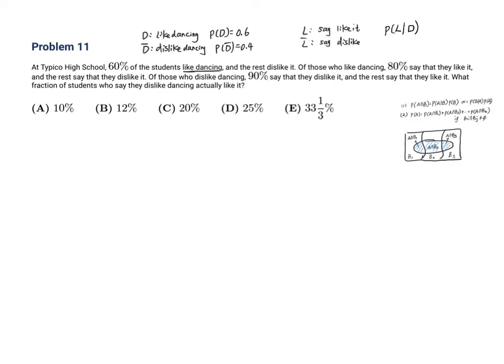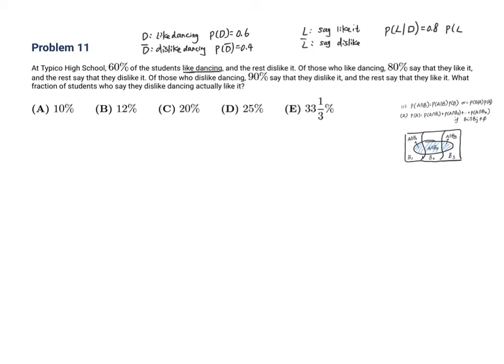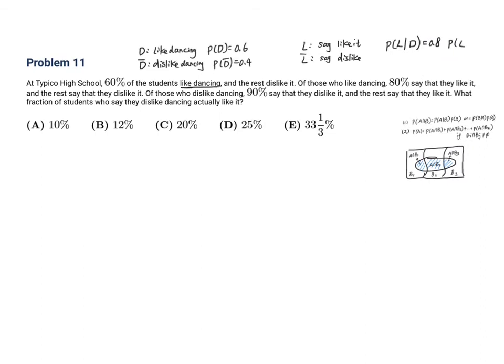So the given condition is we know that they like it, and then at the same time they say they like it. So therefore this is 0.8. With that, we know that the probability of L bar given D will be just 0.2.